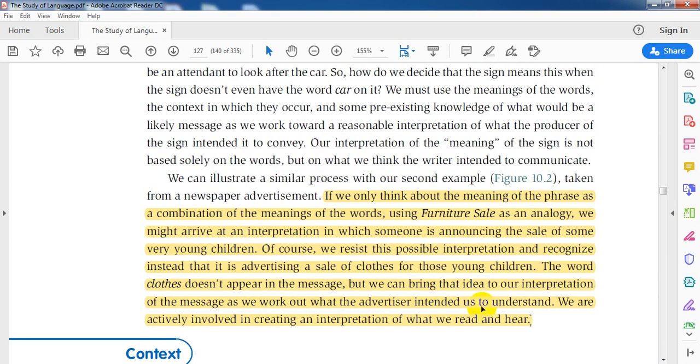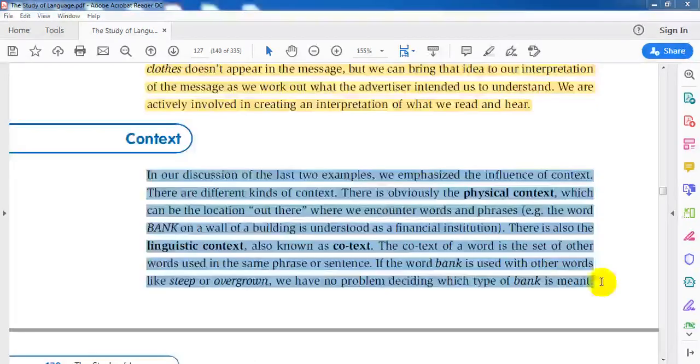Of course, the advertiser is not after advertising babies or children for sale. However, it is about clothes for those babies, for sale. We are actively involved in creating an interpretation of what we read and hear. Now, what makes us sure that the words found in the figure do not mean that these babies are for sale as an advertisement? Instead, we have clothes for babies as an advertisement. It is the context.